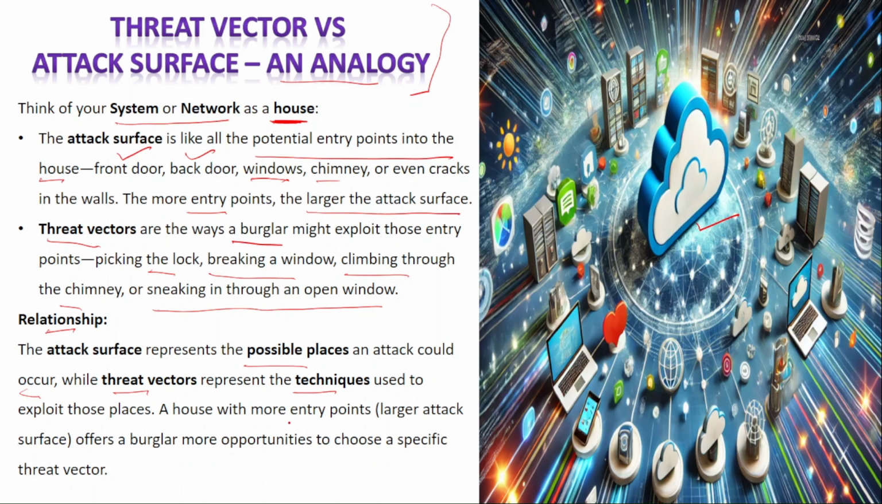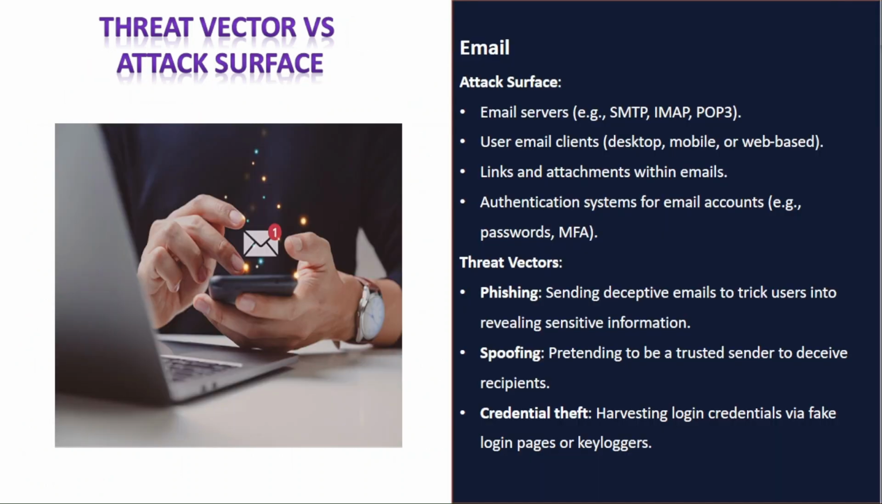A house with more entry points, that means larger attack surface, offers a burglar more opportunities to choose a specific threat vector. So the lower the attack surface, the more secure the system is. And if the attack surface is large, meaning there are more entry points, less secure is your system or network. So now let's explain a few of the technologies or communication systems and differentiate what their threat vectors and attack surface are.